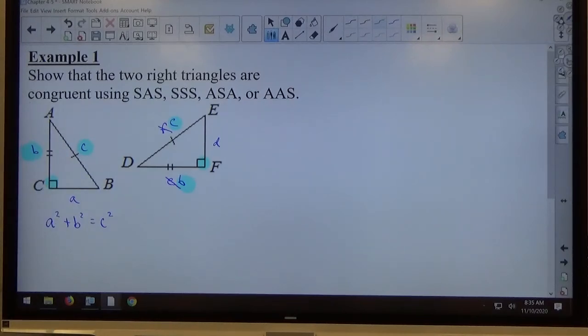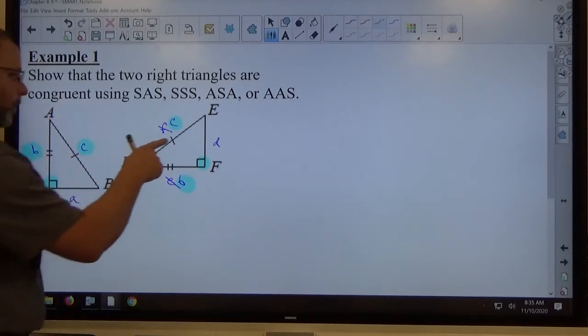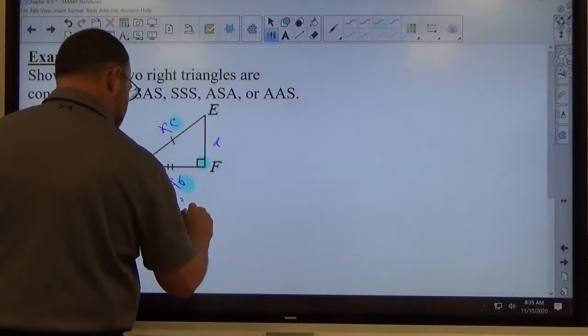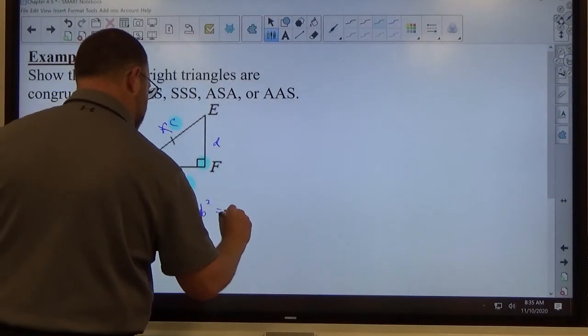Right? I don't know what A, B, or C equals, but I know that relationship's true. One leg squared plus the other leg squared, the two sides making the right angle, equals the hypotenuse, the side opposite the right angle squared. Right? Over here, same idea. If I write the Pythagorean theorem, this one I'm going to get D squared plus B squared equals C squared.